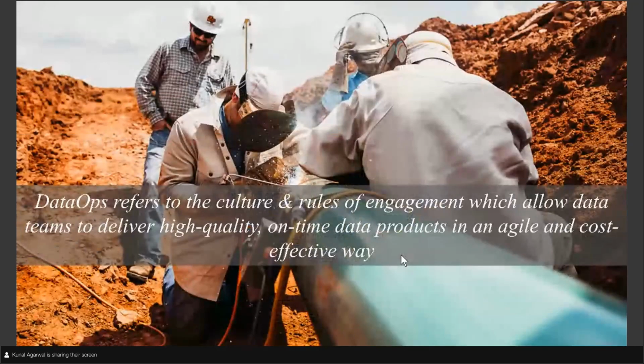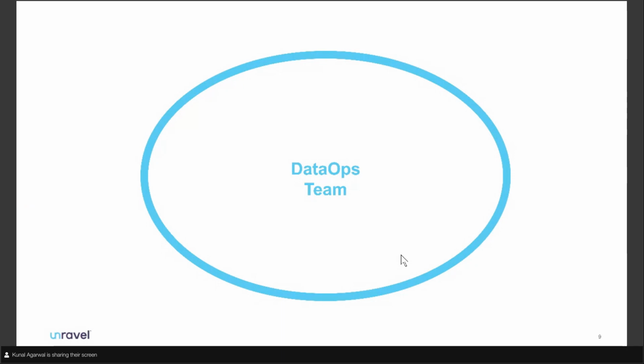So what is data ops? There's a lot of different definitions out there, but ultimately, data ops refers firstly to the culture and secondly to the rules of engagement that allow your entire data team to deliver high quality, on-time data products in an agile and cost-effective way. It's about putting these players together in your data ops team so that they can operate like a well-oiled machine. Now, you may have one or many of these roles inside your data teams as well, starting off with the data architect.